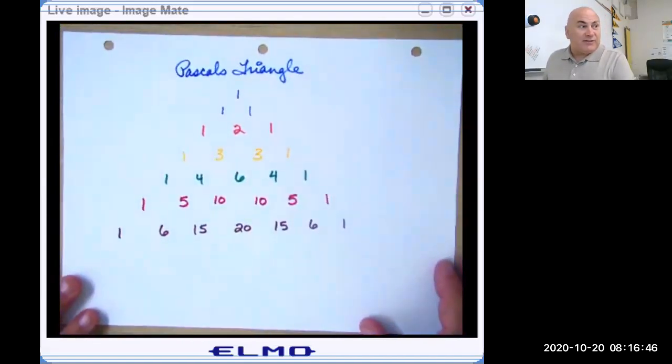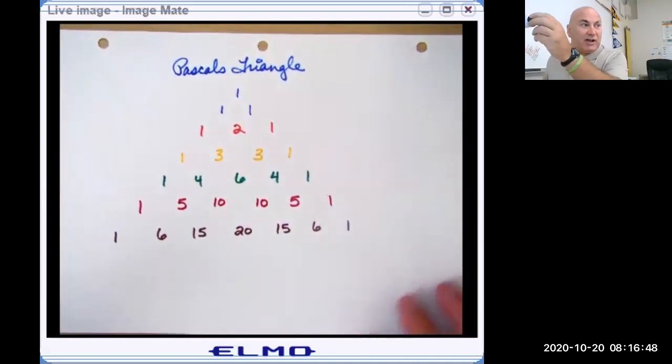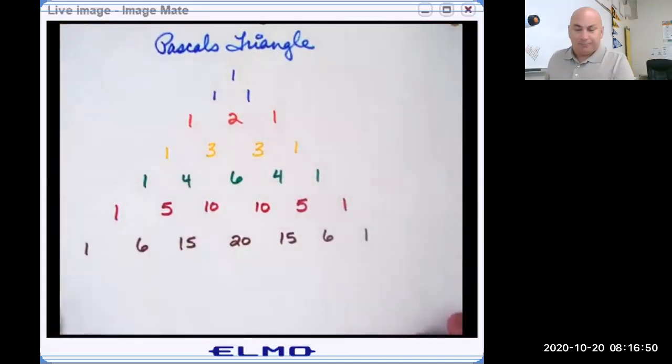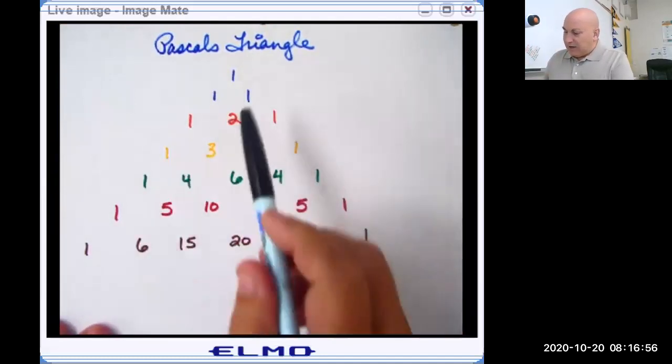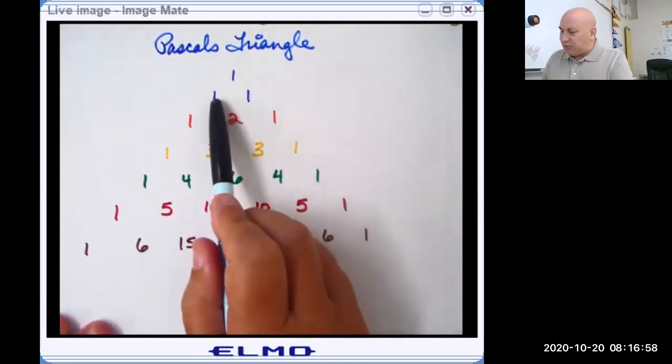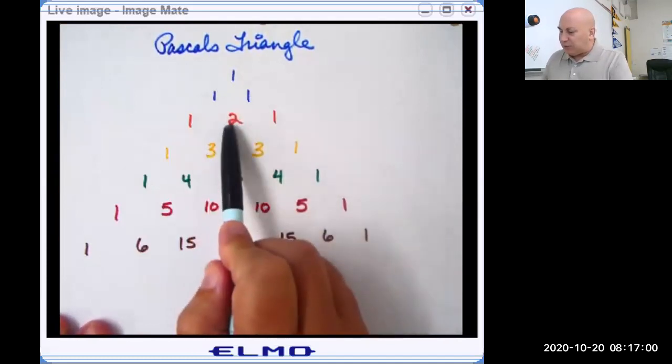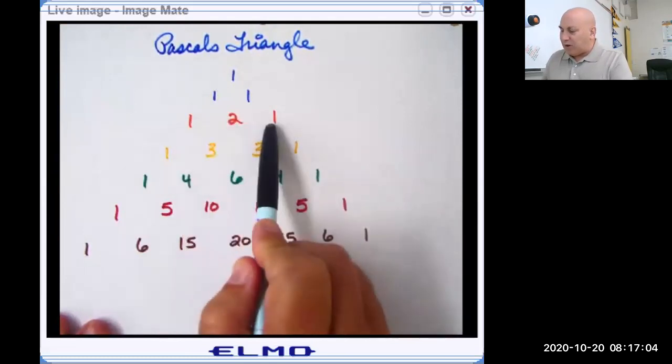And when you see something as colorful as this, you know you're getting high quality education right here. This is Pascal's triangle. We start with a triangle of 1, 1, 1. And then in between the 1, 1 plus 1 is 2. That's where that 2 comes from. And then we start and end with a 1.